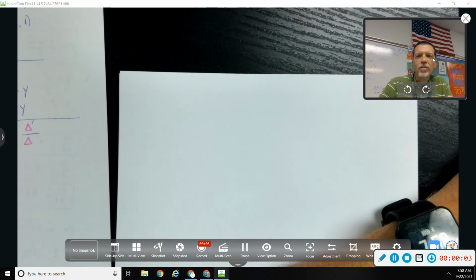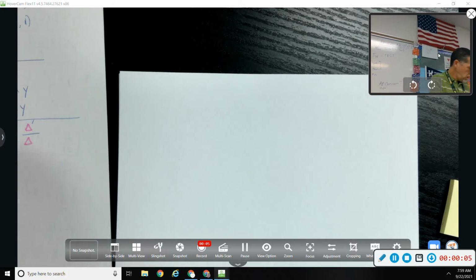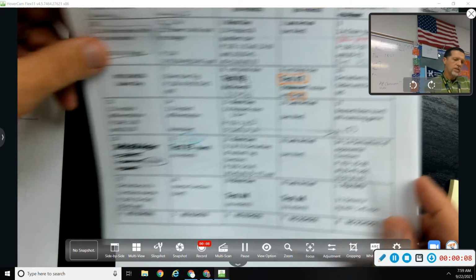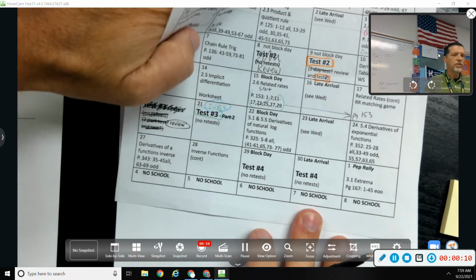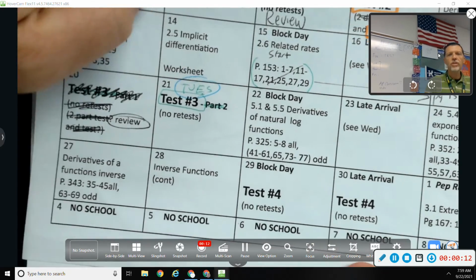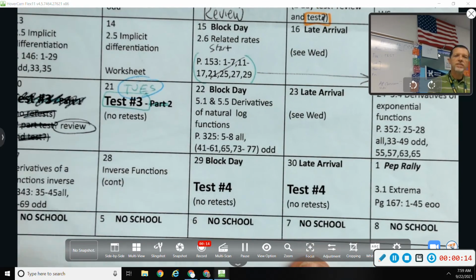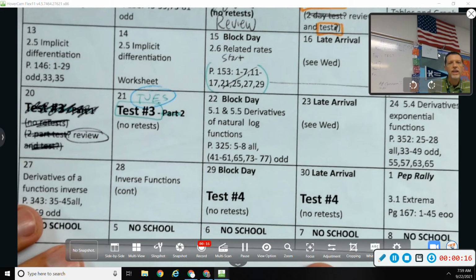All right, moving on to a new unit, a kind of short unit. Because we are going to turn around and test next block day.